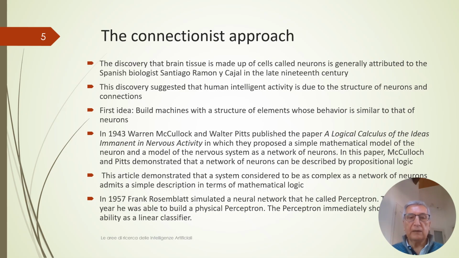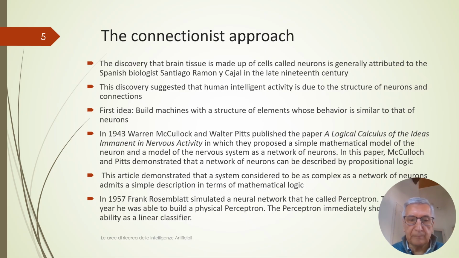In 1943, Warren McCulloch and Walter Pitts published the paper A Logical Calculus of the Ideas Immanent in Nervous Activity, in which they proposed a simple mathematical model of the neuron and the model of the nervous system as a network of neurons. In this paper, McCulloch and Pitts demonstrated that the network of neurons can be described by propositional logic. The article demonstrated that a system considered to be as complex as a network of neurons admits a simple description in terms of mathematical logic.